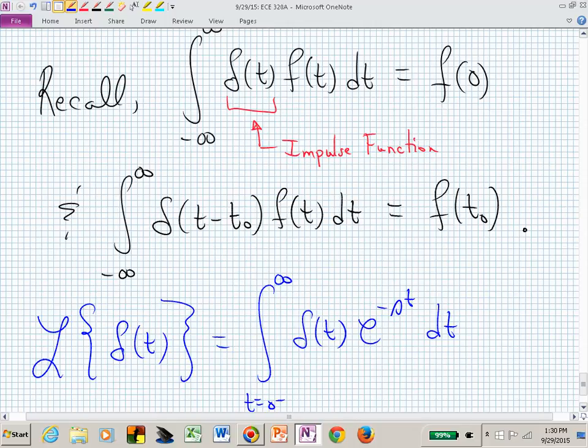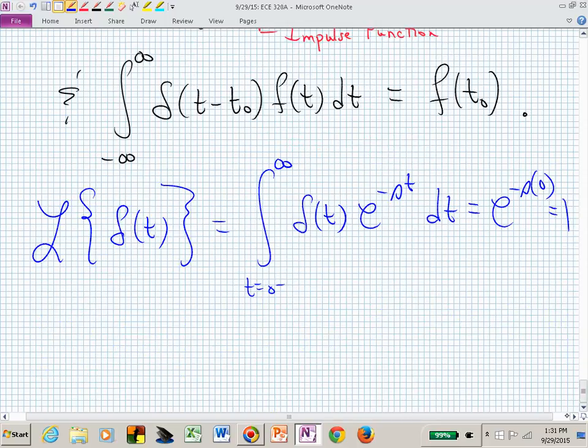If f of t is e to the minus st, we now want to evaluate f of t at t equals 0. That's our f of t, e to the minus st. We said that just needs to be evaluated at t equals 0. And what's e to the 0? That's simply 1. It can't get any easier than that. If you now Laplace transform an impulse, that gives you a value of 1, and we will call that the sifting property.